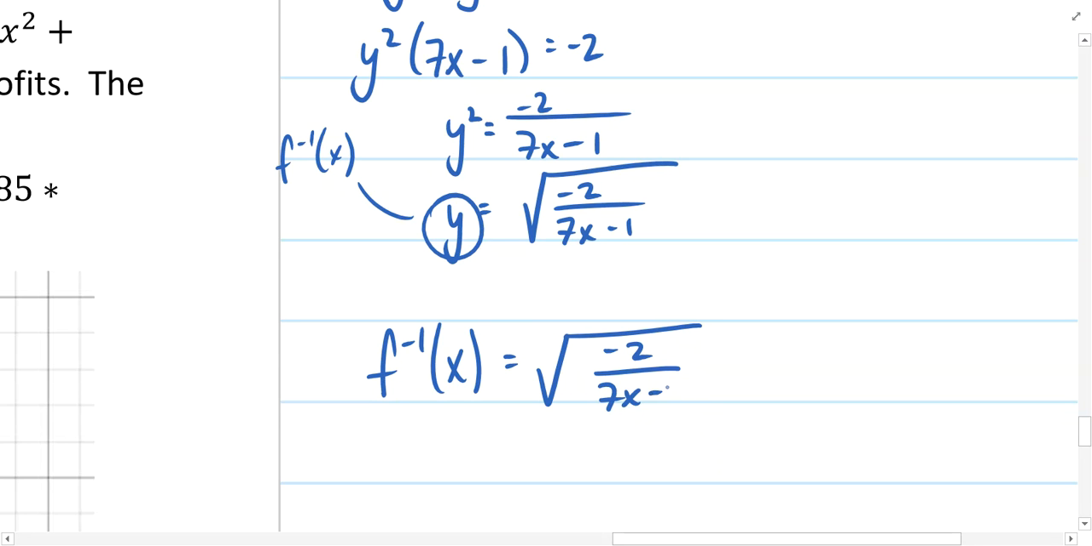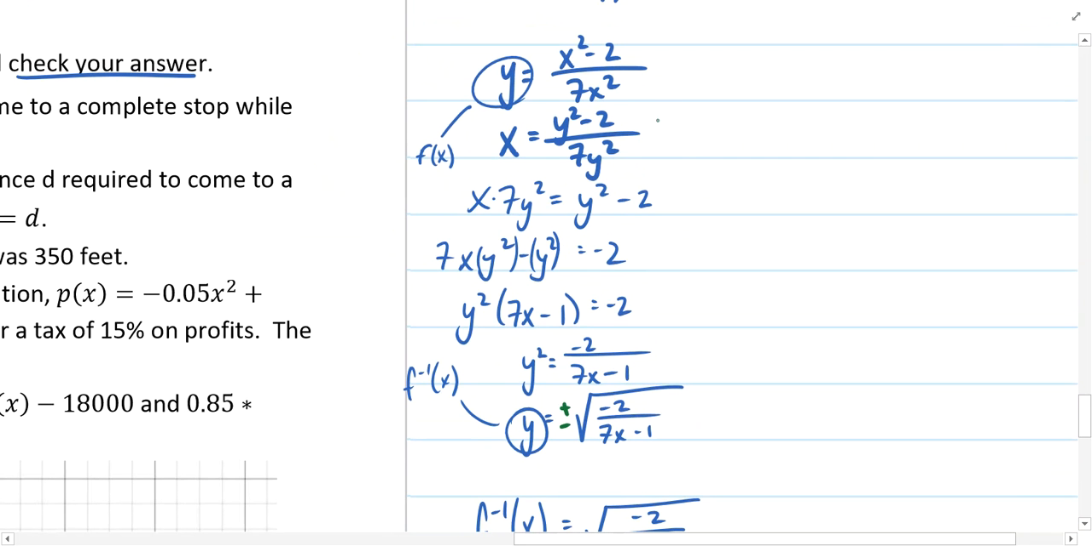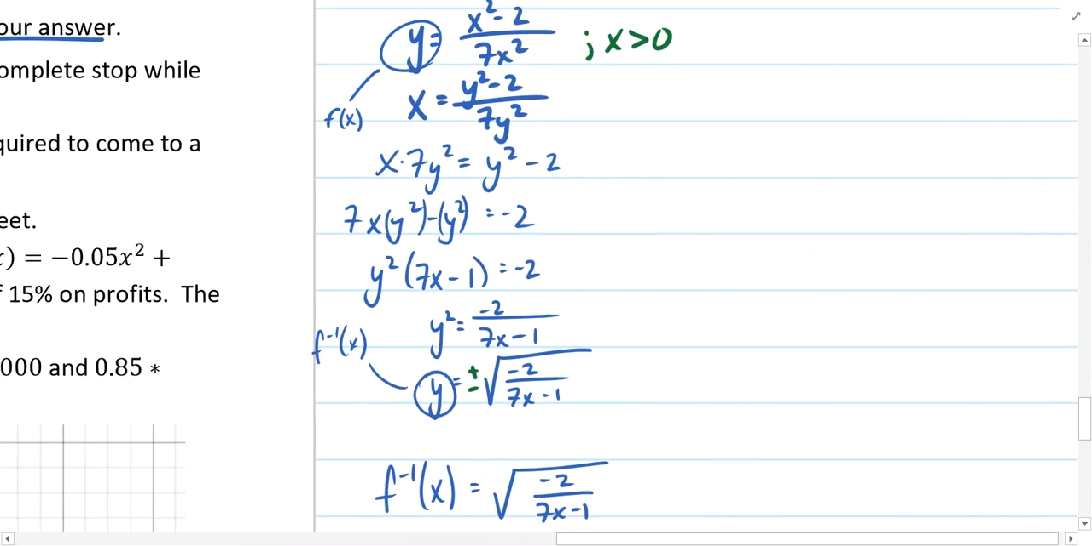But some of you may have been aware here that I did not include my plus and minus sign here, and I did not include it in the final answer. The reason why I didn't include that is because back here we were told that this expression is good for all x values that are greater than 0. That was part of our restriction. We knew that the domain was all x values that are greater than 0.